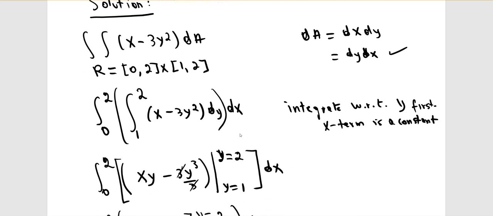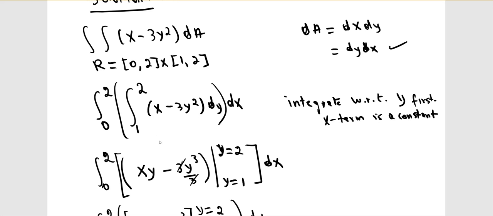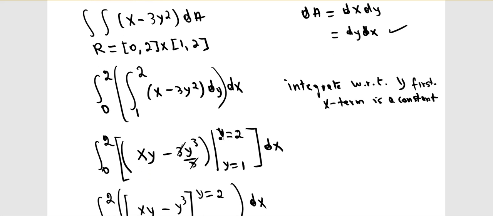Now when you do a double integral, you always do the inner integral first. Since we're going to integrate with respect to y, everything that has x in it will be considered a constant. Because we're integrating with respect to y, this x is going to be treated as a constant. So you're going to have x times y when you integrate x, and when you integrate the 3y squared, you get 3y cubed over 3. Make sure you write y equals 2, y equals 1 here, just to remind yourself that you are going to plug in the y values.